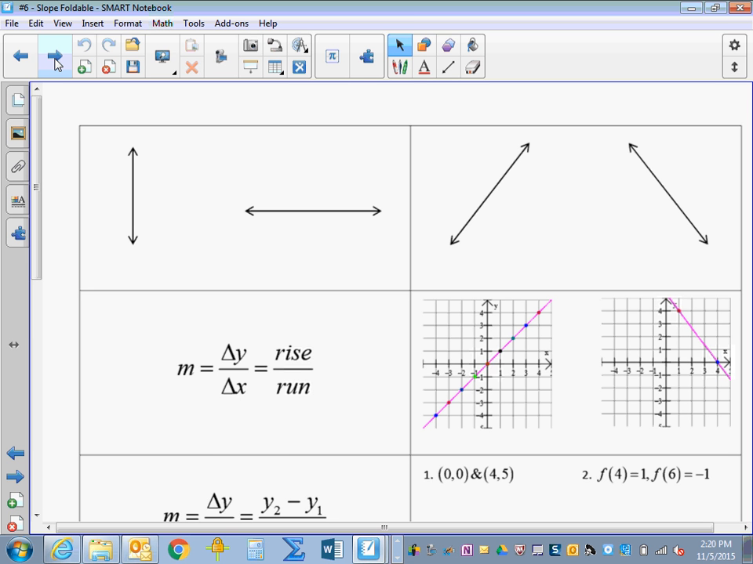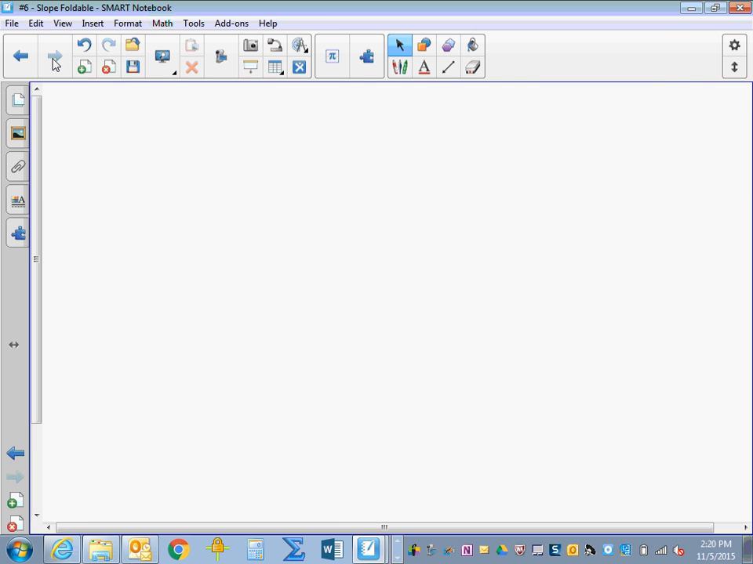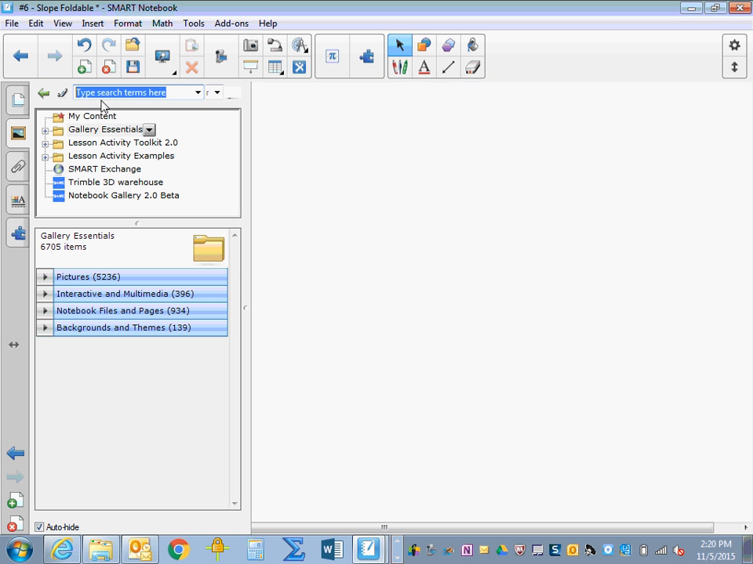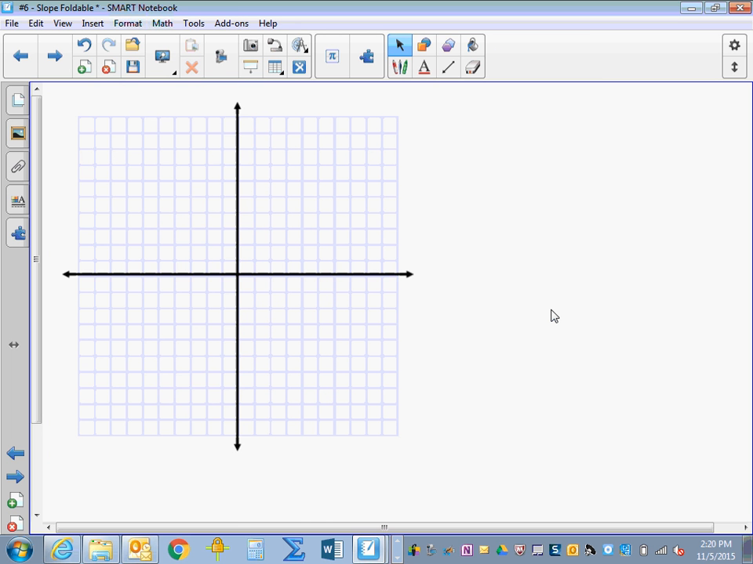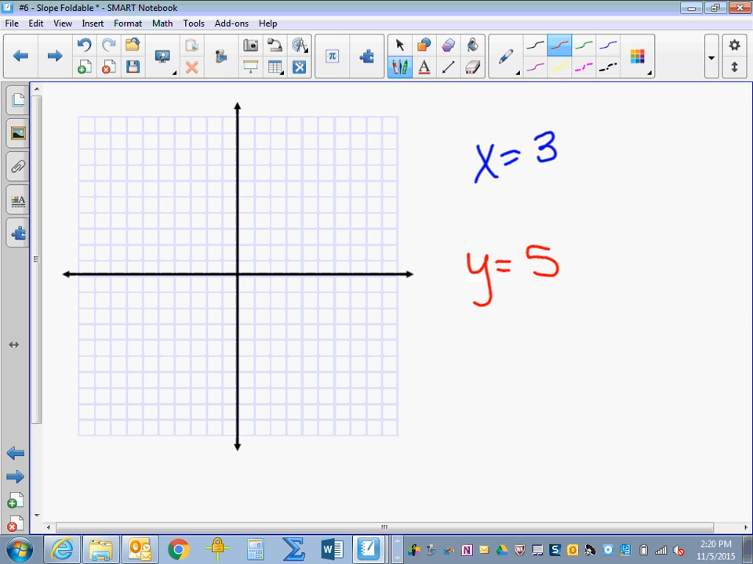The first one, what type of line is this? It has an undefined slope because it's a vertical line. So here we have a vertical line. If it's a vertical line, is that x equals or y equals? Let's investigate and see. All right, I'm going to go ahead and throw in a graph here. Insert. All right, let's try each kind. We have x equals, let's go with x equals 3. And let's try y equals 5.